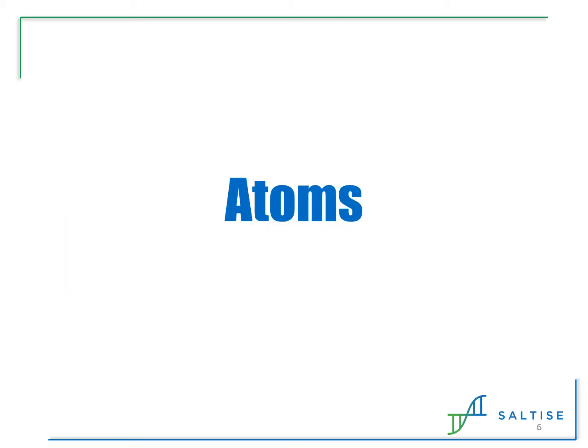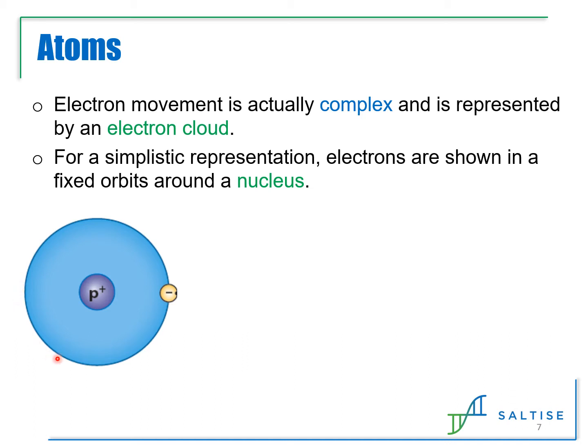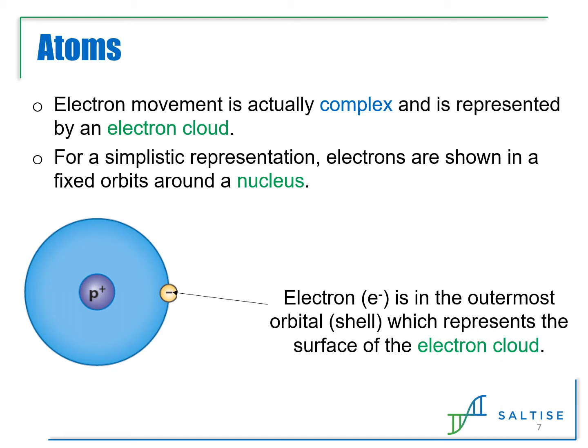Let's have a closer look at an atom. As I mentioned, electrons are in constant motion, so it's difficult to track its movement. In fact, the movement is quite complex, and so electrons are generally represented as an electron cloud. But for the sake of this module, the structure of an atom is going to be simplified by showing electrons sitting in fixed orbits around a nucleus. So this would represent a fixed orbit. An electron sitting in the outermost orbital would be interpreted as the surface of an electron cloud.